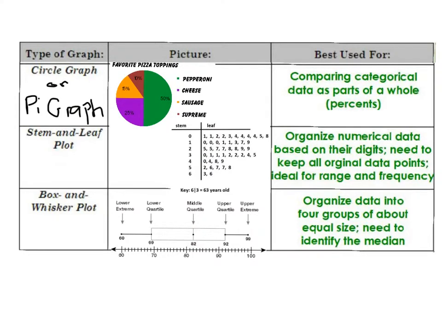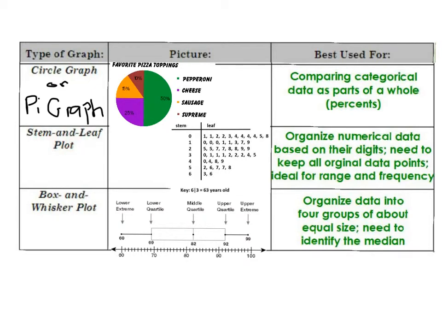The next type of graph is a circle graph or pie graph, and it compares categorical data, so not numbers. So here, favorite pizza toppings: pepperoni, cheese, sausage, supreme. This is categorical data as a whole, so it always uses percents.